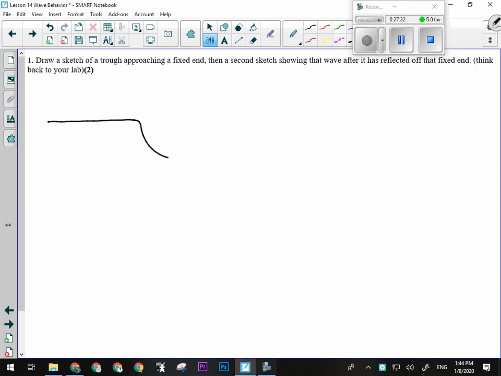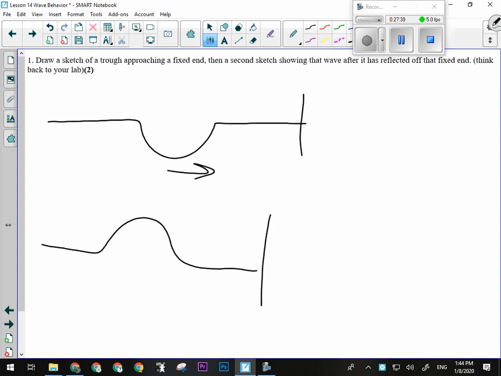Okay. So this is my before picture. Pulse is traveling towards the fixed end. A little while later, I'm going to have a pulse going back that's inverted from my original pulse. Anytime you hit a fixed end, it reflects back inverted.